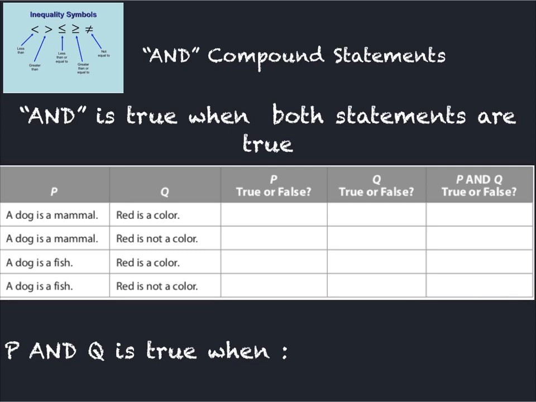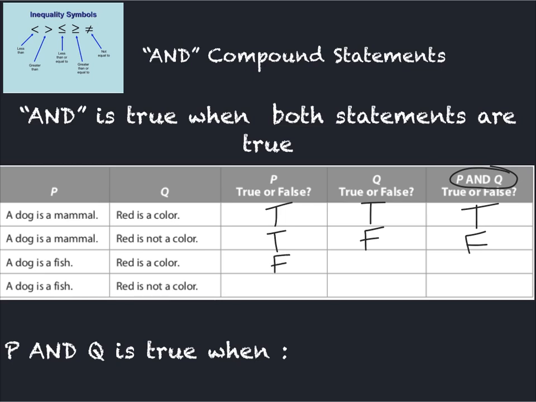A dog is a mammal. Is a dog a mammal? Yes, that would be true. Red is a color. That's also true. So is P and Q true? Well, both statements are true, so yes, it is. Next one, a dog is a mammal. Still true. Red is not a color. That is false. So in this case, our compound statement is going to be false because with and, both statements have to be true.